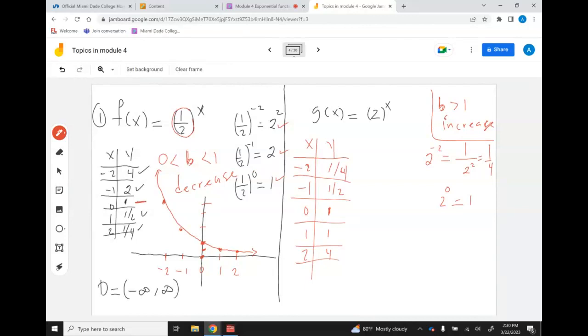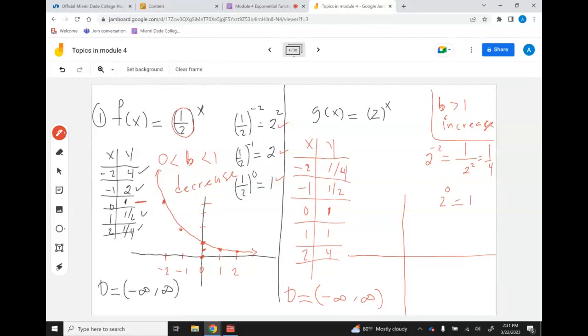So this is the table. And notice that I did this on purpose. I have two functions where in one of them the base is 1/2, and in the other one it is 2. Look at the difference in the table. The x values are the same, but look, the y values are very different. So let me go ahead and graph this here. And by the way, the domain here also is all real numbers.